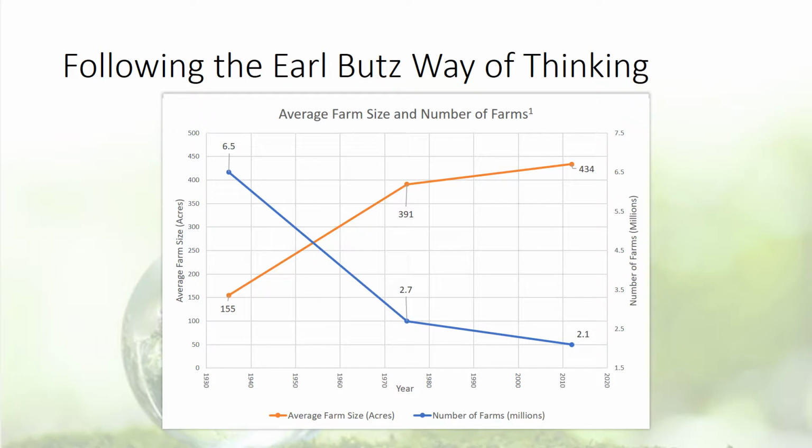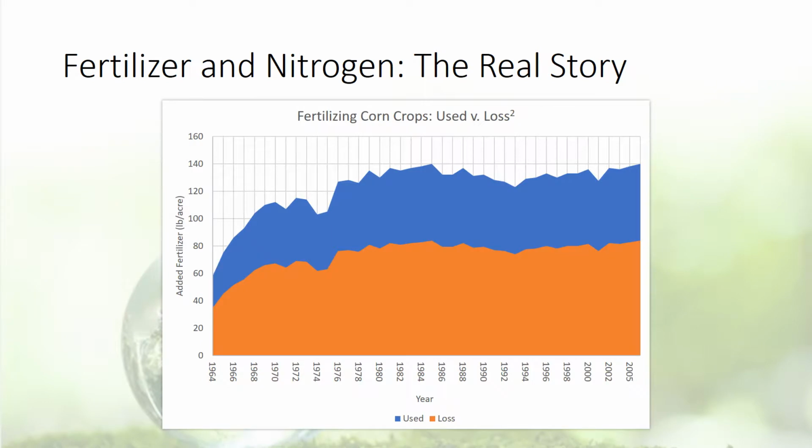The blue line represents the number of farms in the millions, while the orange represents the average farm acre. These lines are almost mirror images of each other. Examining corn crops, we see the relationship between fertilizer use per acre in pounds and the loss. In 2013 alone, there were more than 95 million acres of corn planted in the United States. This would result in greater than 8 billion pounds of fertilizer that ran off into surrounding areas.